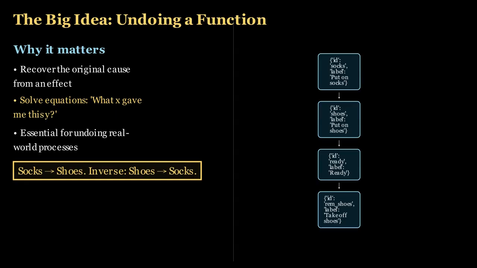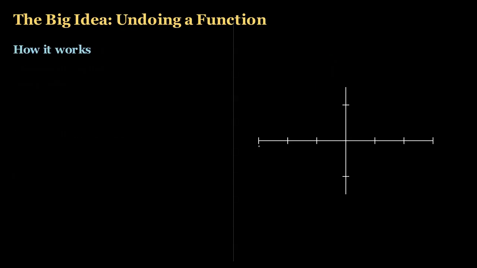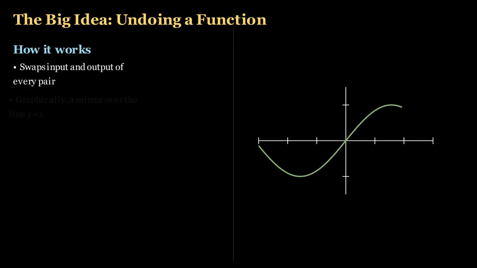If you look at a graph, this swap has a beautiful visual effect. The point with coordinates A, B becomes the point B, A. This is exactly the same as reflecting the entire graph over a diagonal line, the line y equals x. It's like folding the graph paper along that line.